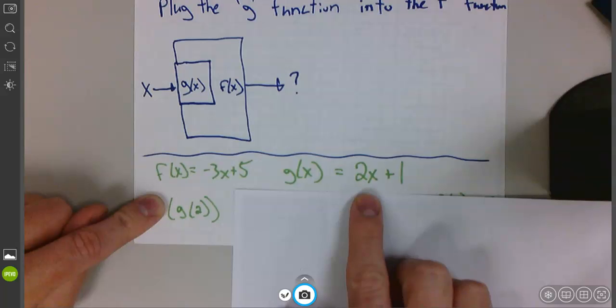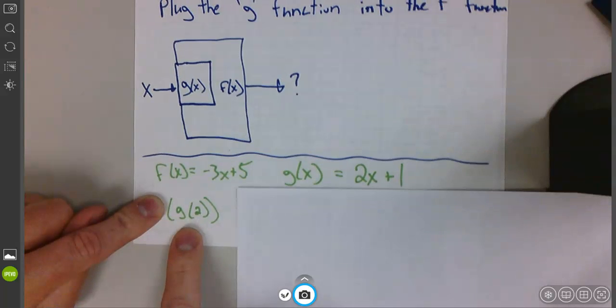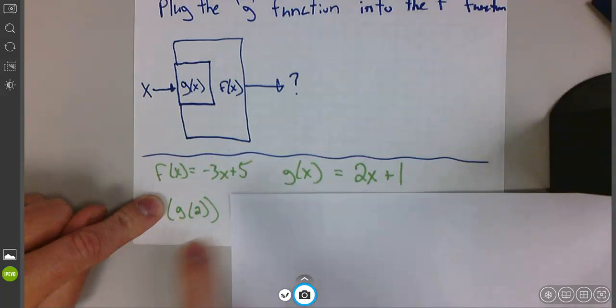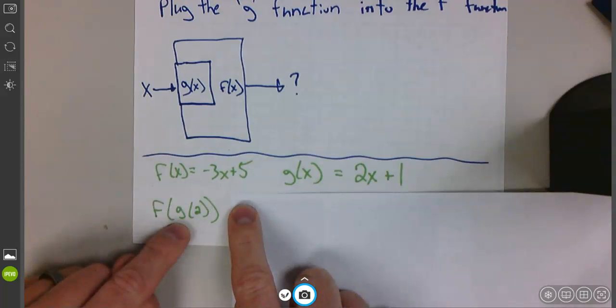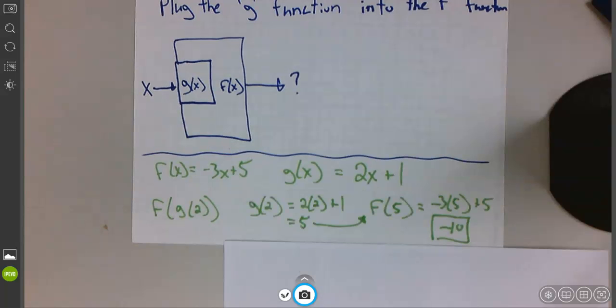So I go up to the g function, I plug in a 2, I would get 5. So g of 2, just this little piece, is 5. So now I can replace that whole thing with a 5. Our new problem now becomes f of 5. I want to figure out what f of 5 is.